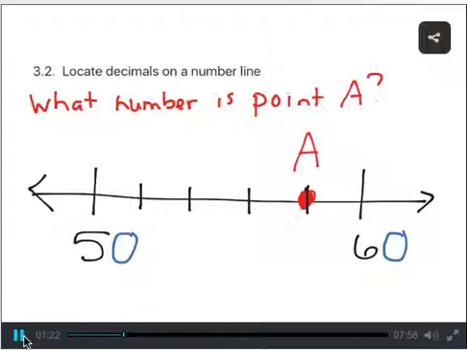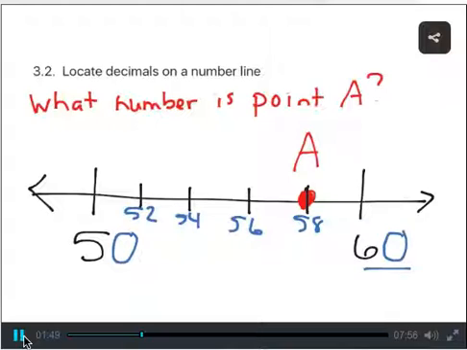If I counted by ones and did 51, 52, 53, 54, 55 would be right here, but that's not going to work. So I'm going to erase those and try counting by twos. 50, 52, 54, 56, 58, 60. It worked. So that's part of my process.